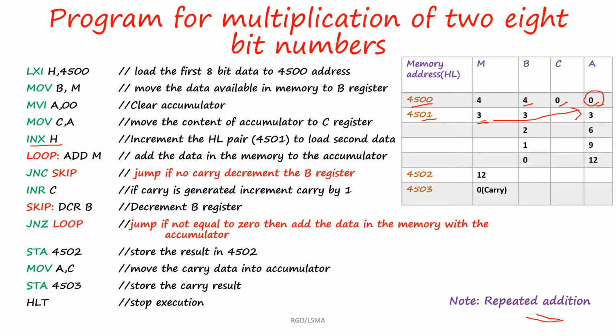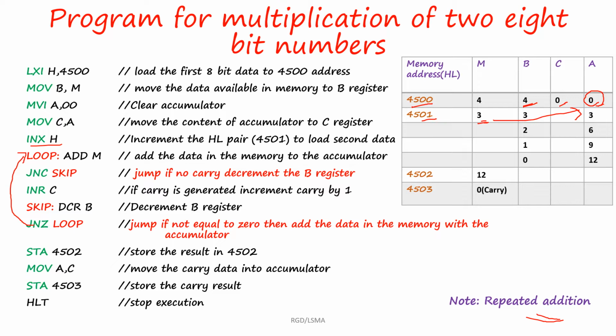Jump if no carry. No carry is generated when you add two 8-bit numbers like 03 and 0. After performing the addition process, if there is no carry, jump if no carry, and you can decrement your B register by 1. The data in the B register is 4. You are going to decrement it by 1 so that you will get the value 3, right? Then you can use jump if no zero, and again perform your repeated addition process. Jump if no zero, because the B register has not reached 0, right? Once it reaches 0, you can stop this process and store the result.